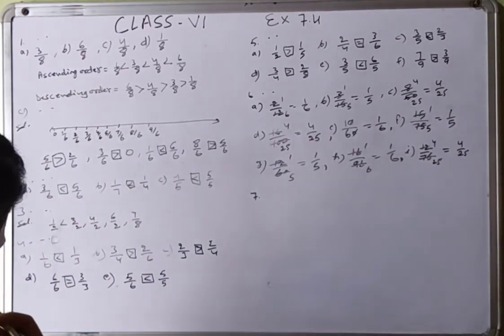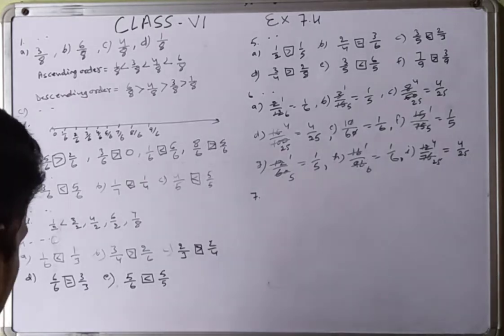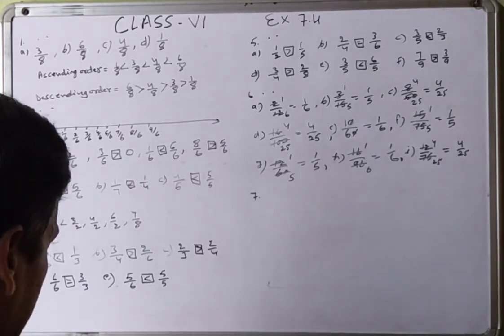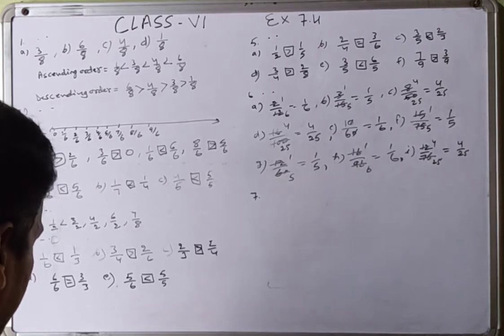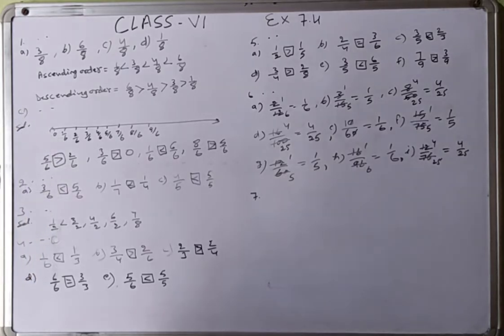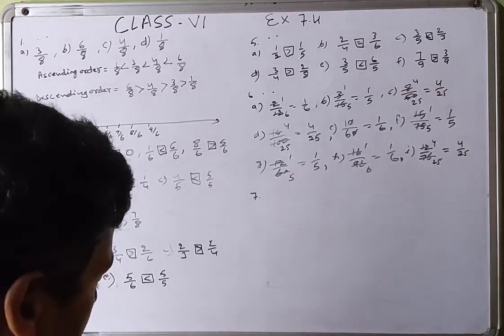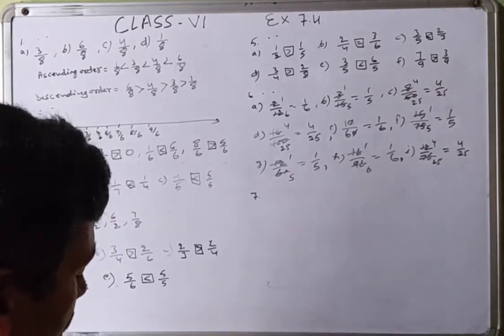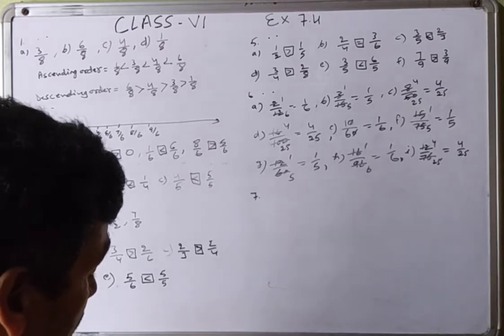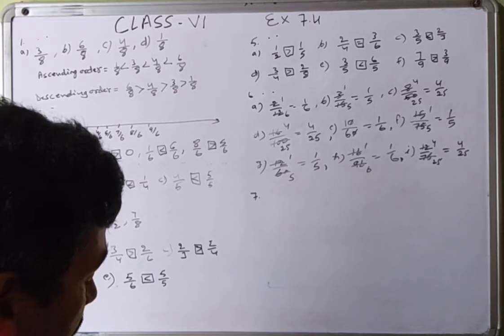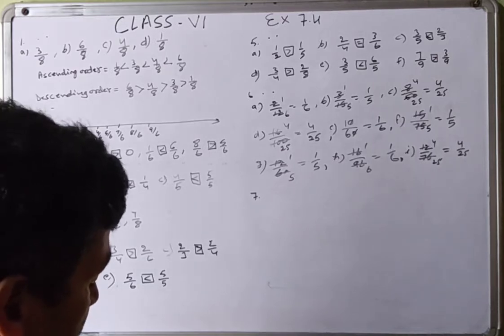7th question. Find the answer to the following, and indicate how you solve them. Is 5 upon 9 equal to 4 upon 5? No. Why? Because both numerator and denominator are different. Is 9 upon 16 equal to 5 upon 9? No, because both numerator and denominator are different and we can't cancel also.